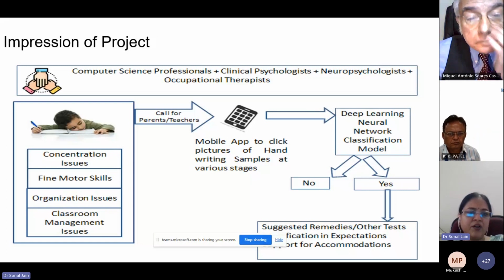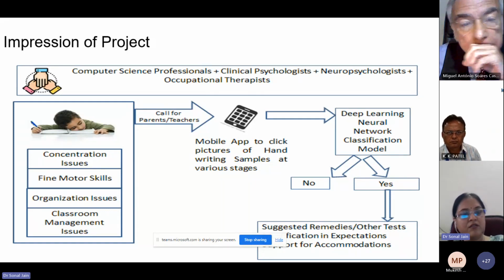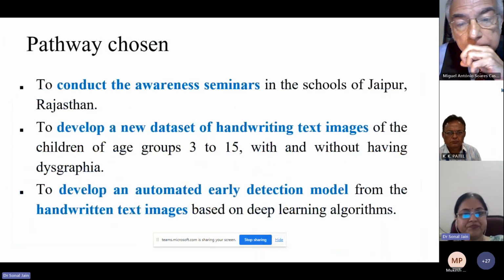We do not dictate or tag that kid as dysgraphic. We just identify that there is a risk of dysgraphia. So proper consultation with clinical psychologists, or maybe neurosurgeons or counselors, may be sought.